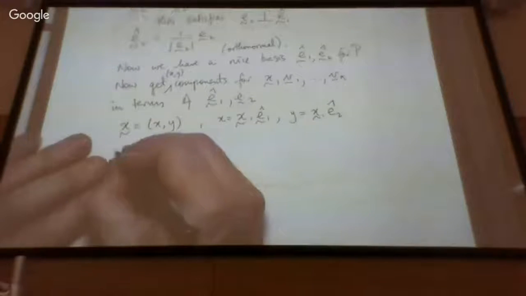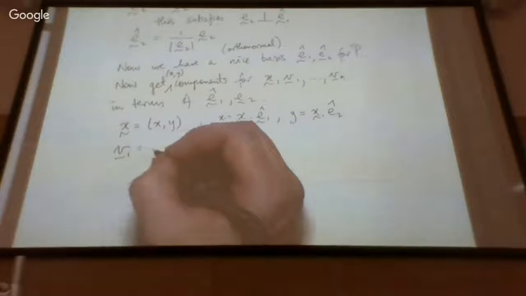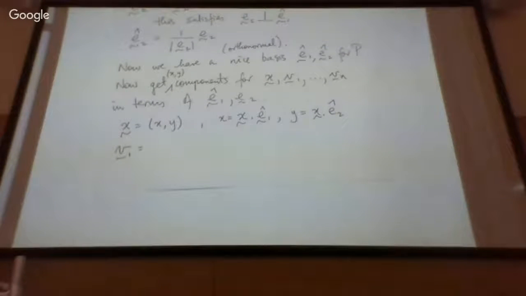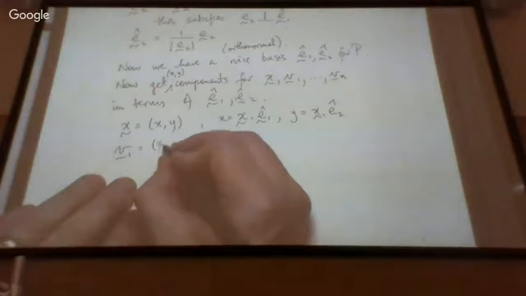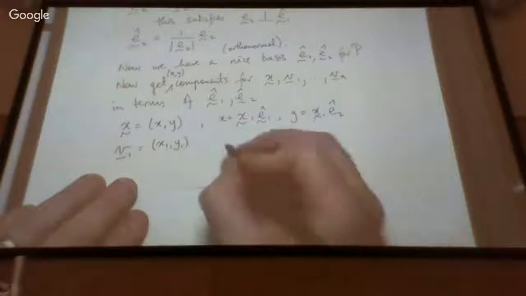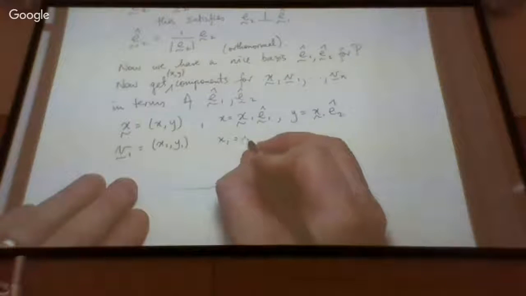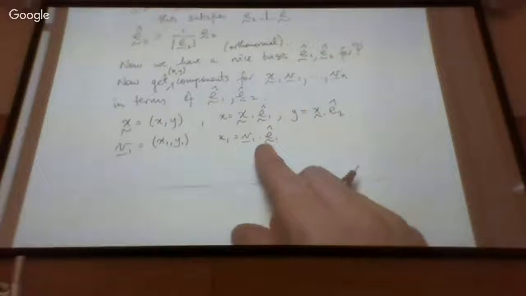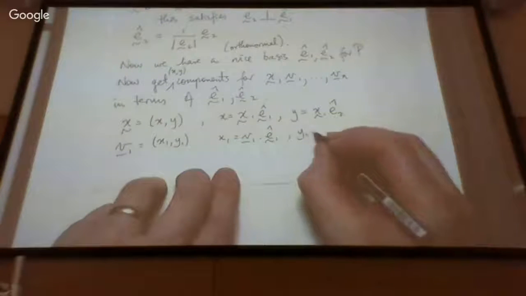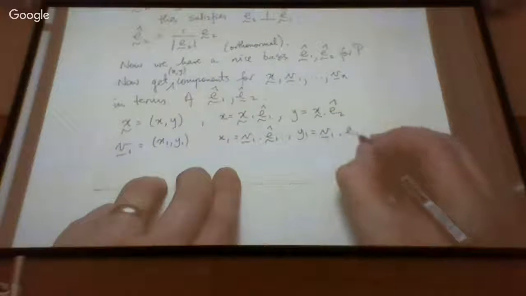And so on. Vector x is a three-dimensional vector, with components in terms of E1 hat and E2 hat. So for vector v1, we'll call this (x1, y1). And x1 here is vector v1 dot E1 hat, because this is the component of v1 that goes in the e1 direction, and y1 is the component of v1 in the e2 direction.